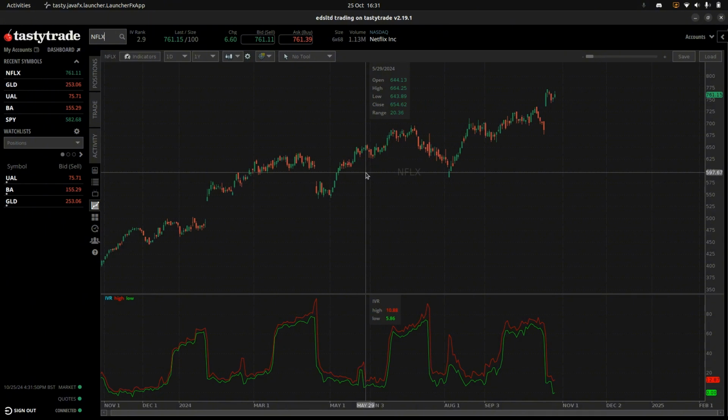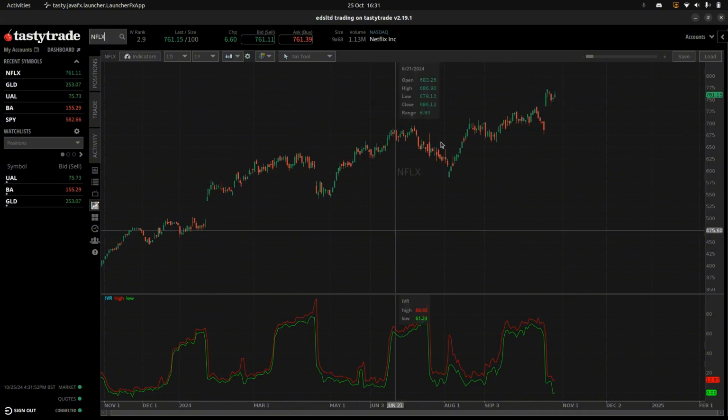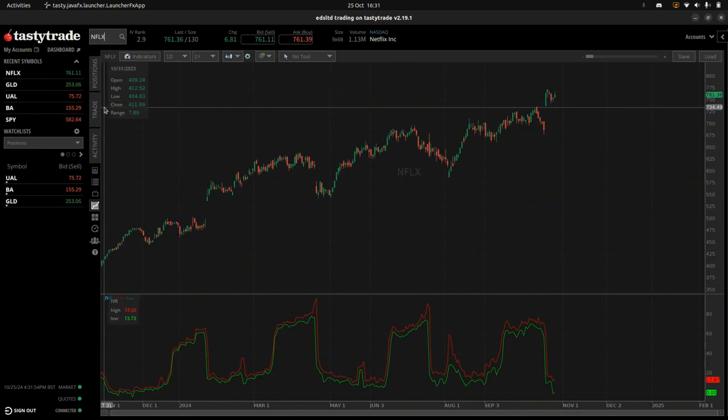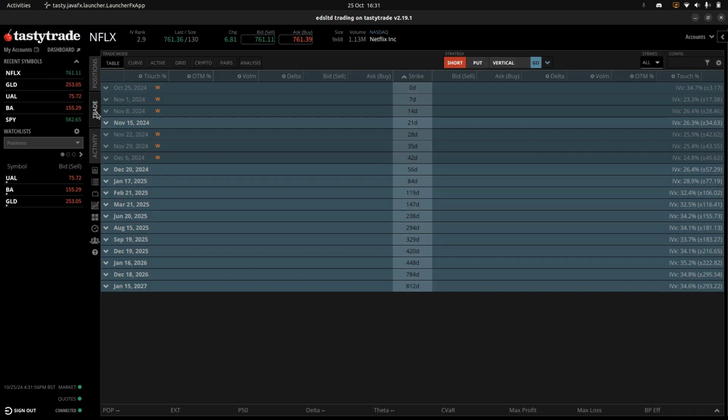However, back to the point at hand, we just want to pull up any underlying here. We've got Netflix, and we want to pull up a list of expirations for the underlying. Now, we're presented at this point with weekly and monthly expirations. We want to stick to the monthly expirations, and we want to be between 30 and 60 days out in time. 45 days is ideal, but only if we can get that on a monthly expiration.